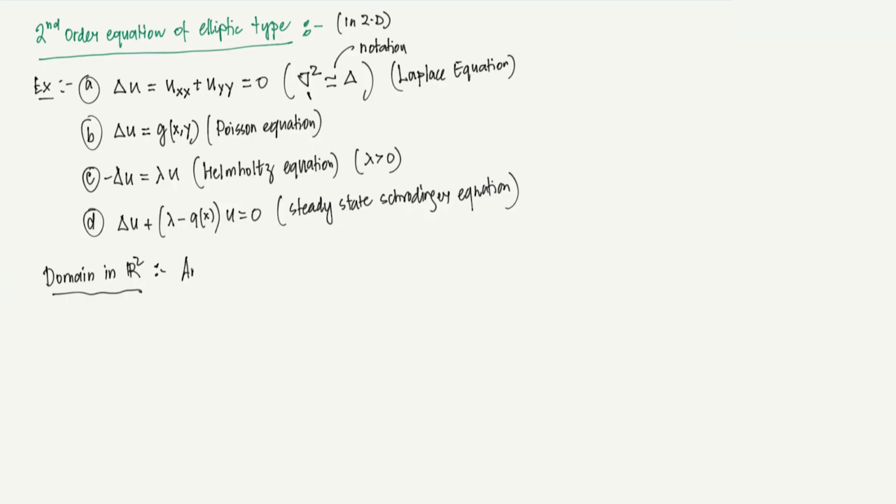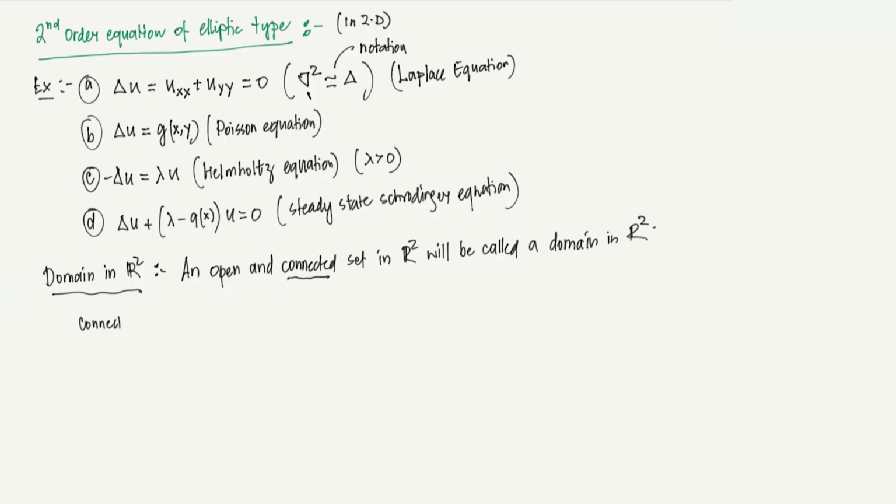An open and connected set in R2 will be called a domain. You can talk about Rn also, absolutely no issues. So what does that mean? Of course, you know what an open set is. What we want to talk about is a connected set. Let's just understand the connected set.